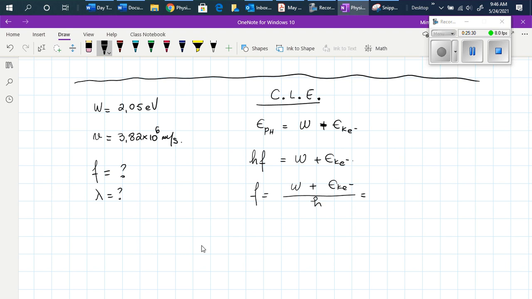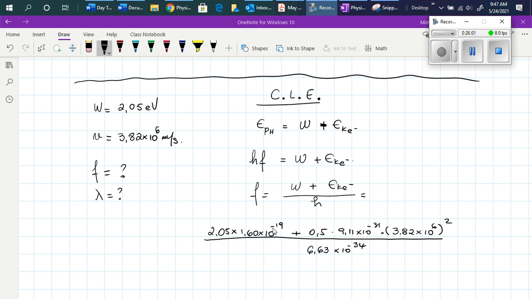So now the kinetic energy, or work function, is 2.05 times, that is in electron volts, times 1.60 times 10 to the power of negative 19 to convert it into joules, plus 0.5 times the mass of the electron, 9.11 times 10 to the power of negative 31, times the speed, mv squared over r. So 1/2 mv squared over r.